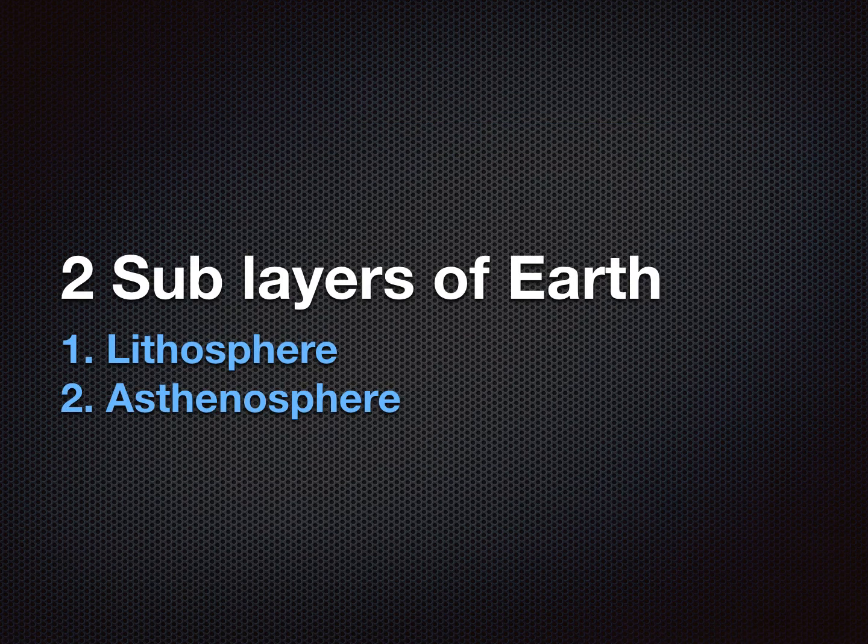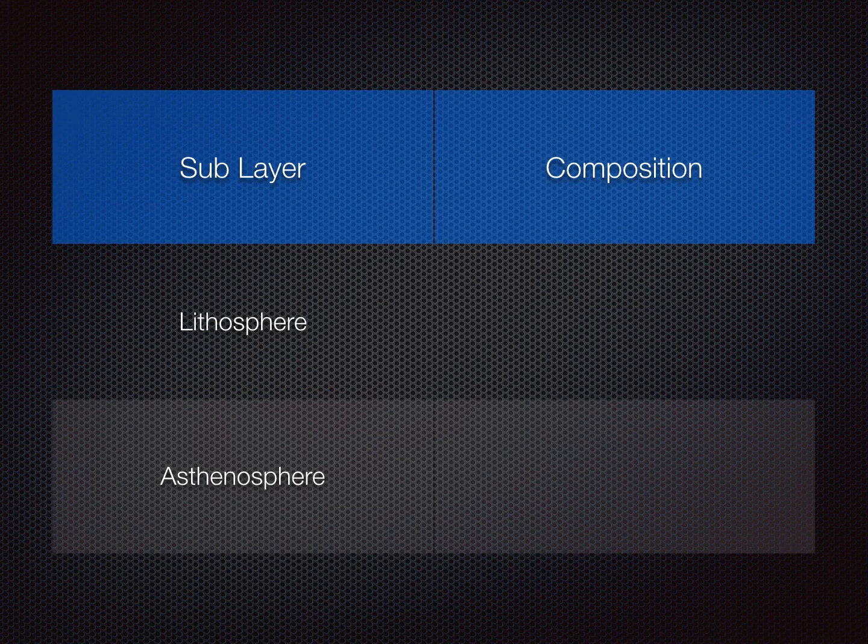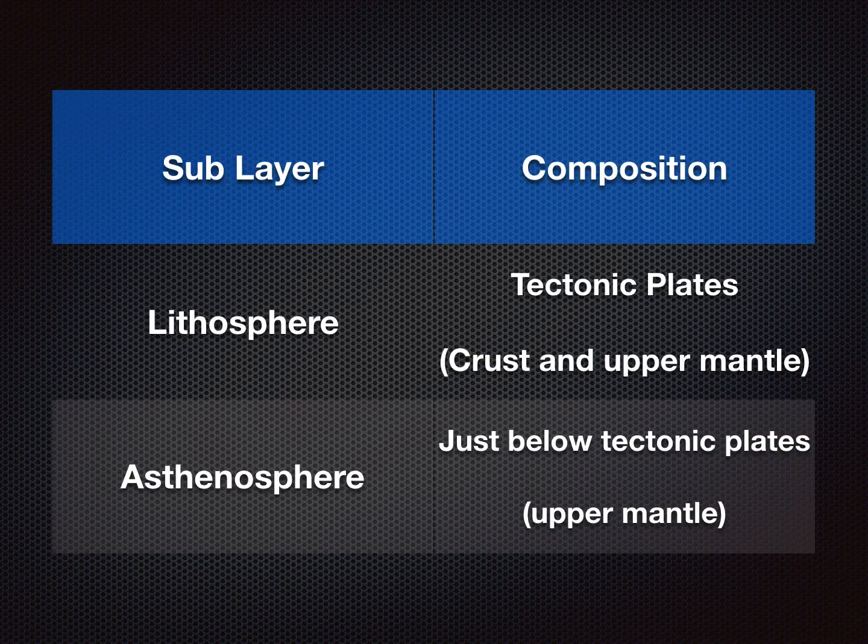Now there's also 2 sublayers you have to learn about, and they are known as the lithosphere and the asthenosphere. The chart in your notes has sublayer, lithosphere, asthenosphere, and then composition. Composition, like I said before, is what something's made of. The lithosphere is made up of what's known as the tectonic plates, which is the crust and the upper part of the mantle, not very much of the mantle. And the asthenosphere is the spot just below the tectonic plates.